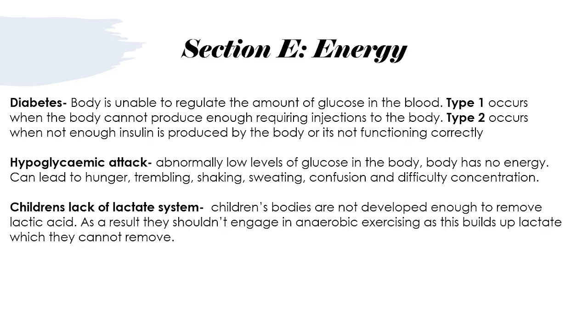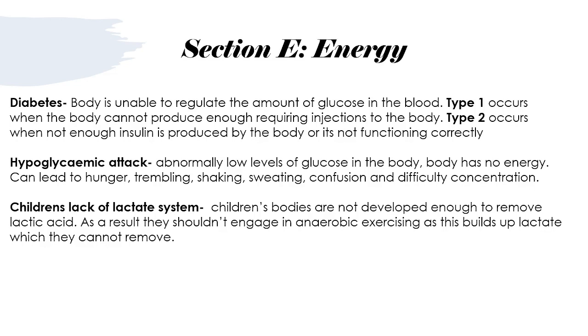Additional factors. Diabetes. This is the body not being able to regulate glucose in the blood. Type 1 occurs when the body cannot produce enough insulin, which requires injection into the body. So when there's not enough insulin, type 1, it basically needs these injections. Type 2 is when the body again can't produce it, or it's not functioning properly, and again injections may be needed.